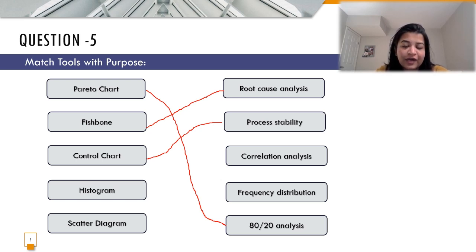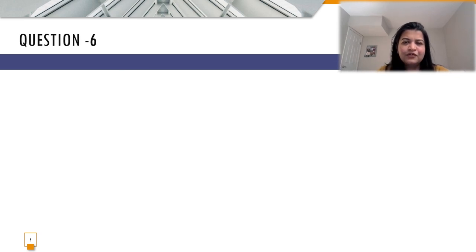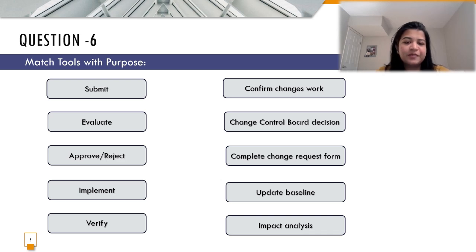Next, I have the histogram, which gives me the frequency distribution in regards to a problem statement that we are addressing. And the last one is the scatter diagram, which is going to show me the correlation analysis for different variables in the project. So in question number 6, we are supposed to again match the tools with their purposes.